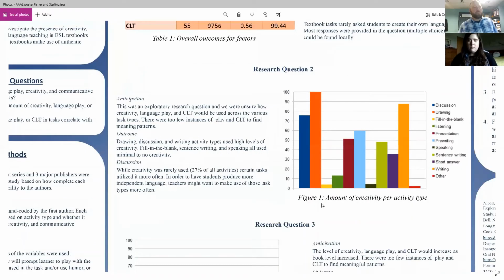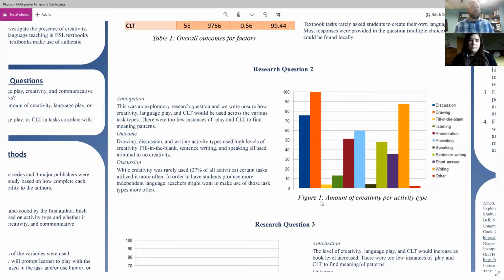Now, figure number two, or sorry, figure number one on research question number two is looking at the amount of either language play, creativity, or CLT per task type that we coded. So not only do we code for the inclusion of those variables, but also what kind of task was going on here. And just so you know, figure one only lists the data, and as will be the case for figure three as well, it only includes the data for creativity. The other two just did not have enough tokens to be useful, right? Everything was below 1%. There just wasn't that much there. So we can really only talk in any meaningful way about creativity for the next two research questions.